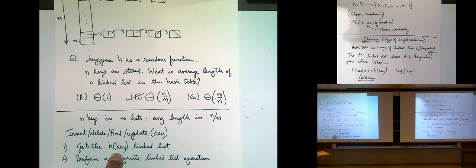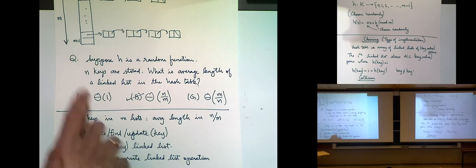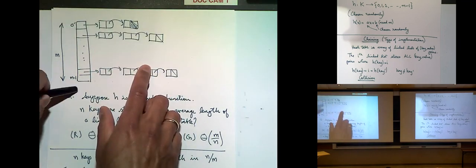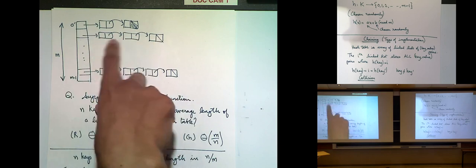So if you want to search for a particular key, you would compute the hash function on that key and then go to that linked list. Each node, yes, but each linked list has got a bunch of keys.